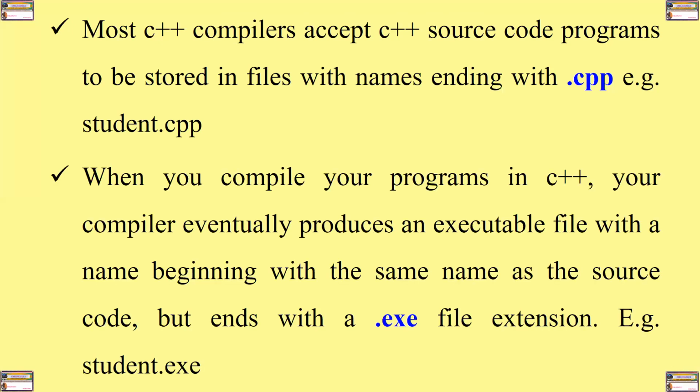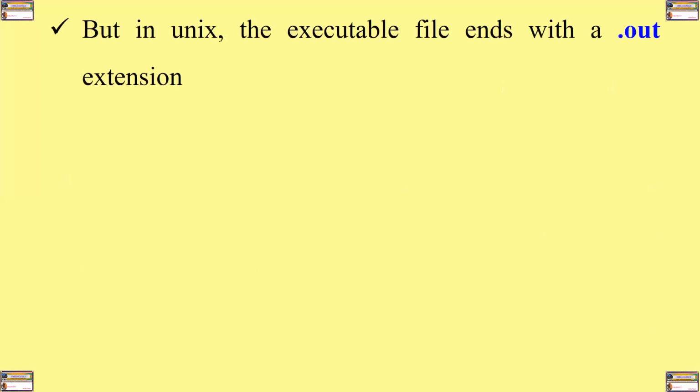When you compile your programs in C++, that is, the source code that you have saved with a .cpp extension, your compiler eventually produces an executable file with a name beginning with the same name as the source code, but ends with an .exe extension. For example, student.exe. But in Unix, the executable file ends with a .out extension.